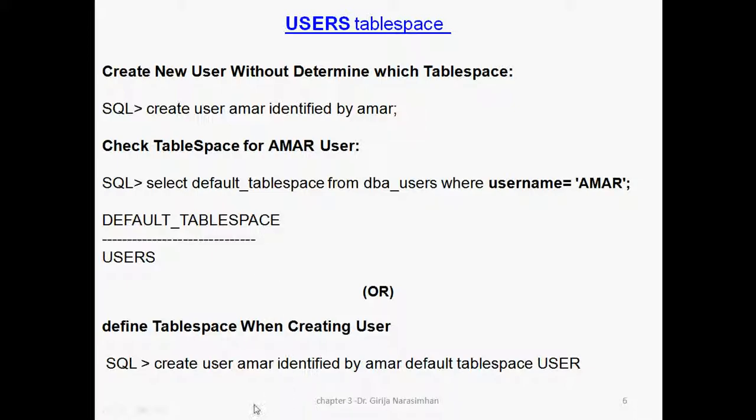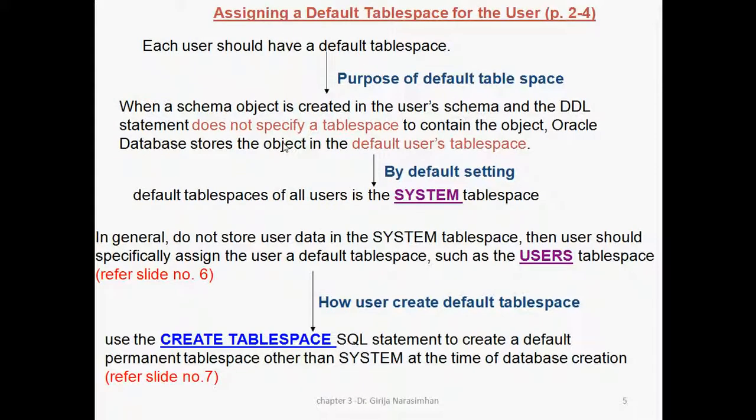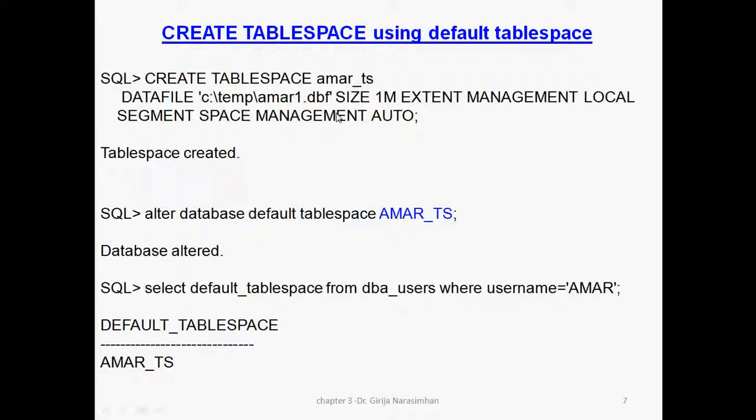Otherwise we can mention it like this: create user Amar identified by Amar default table space users. That also we can give. If you don't give it, it will take users. That is the meaning of it. That's what I say, the user table space. How does the user create a default table space? Use the CREATE TABLESPACE SQL statement to create a default permanent table space other than system at the time of database creation.